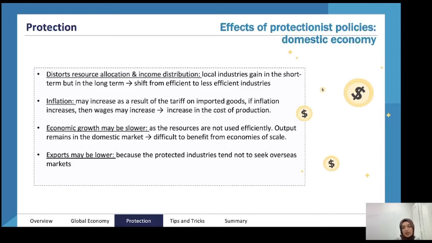Economic growth may be slower. As resources are not efficiently used, the output remains in the domestic market, so it's difficult to benefit from economies of scale, which can lead to slower economic growth potentially. And exports may be lower as well, because the protected industries tend not to seek overseas markets, right? Because they feel like they've already got enough and they're just being protected. It's essentially an area of inefficiency as well. And when there's lower exports, it worsens the terms of trade. So we've got distortion in resource allocation, inflation, economic growth, and exports.